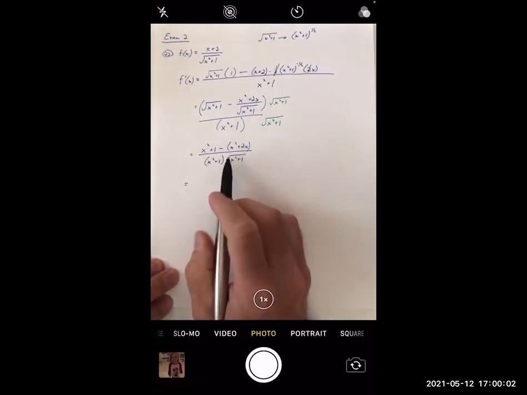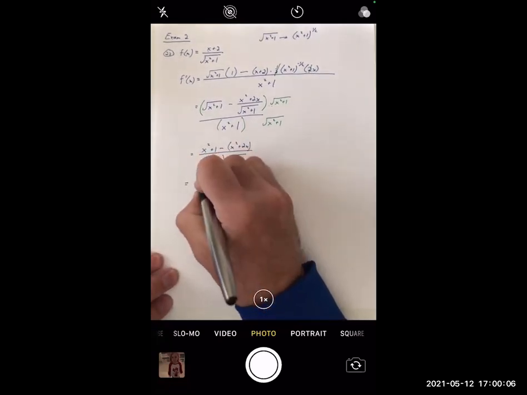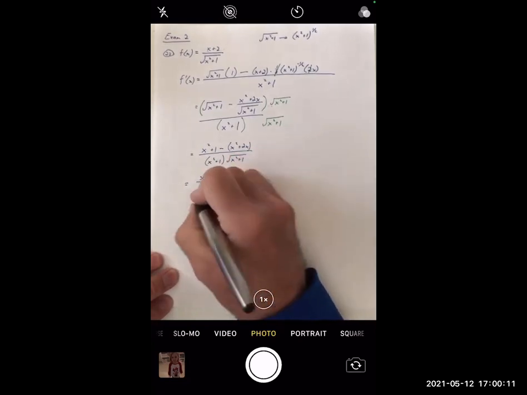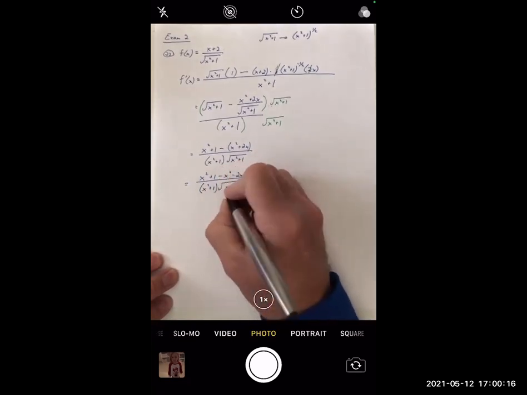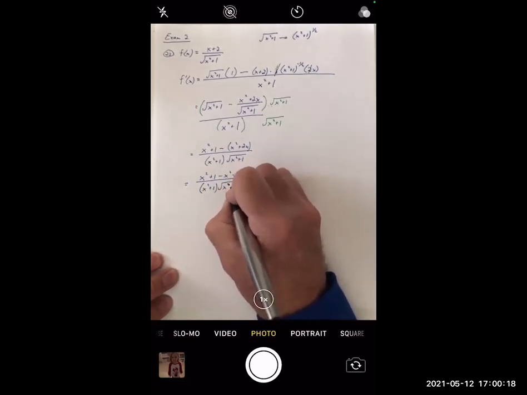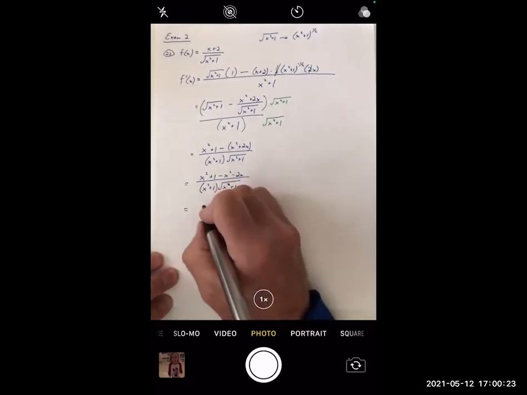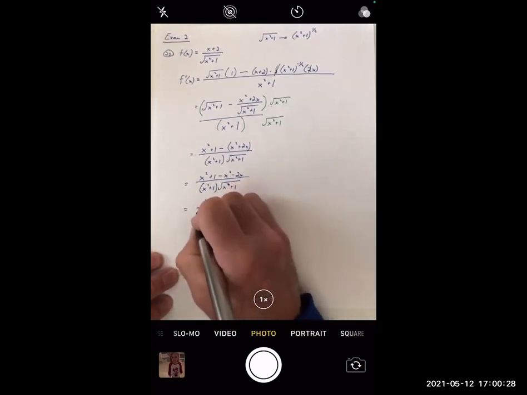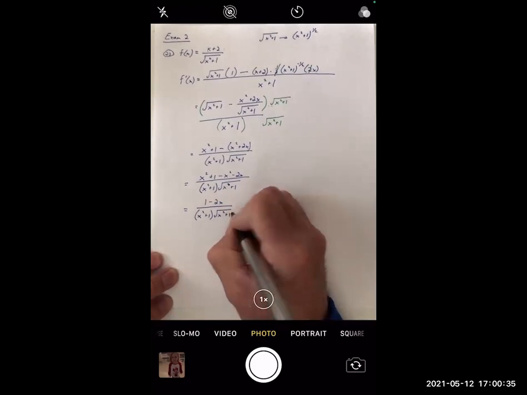So from here, just distribute the negative, and then combine your like terms. So the x squareds cancel off, and the top is just 1 minus 2x. And that's all the simplification that you need to do.